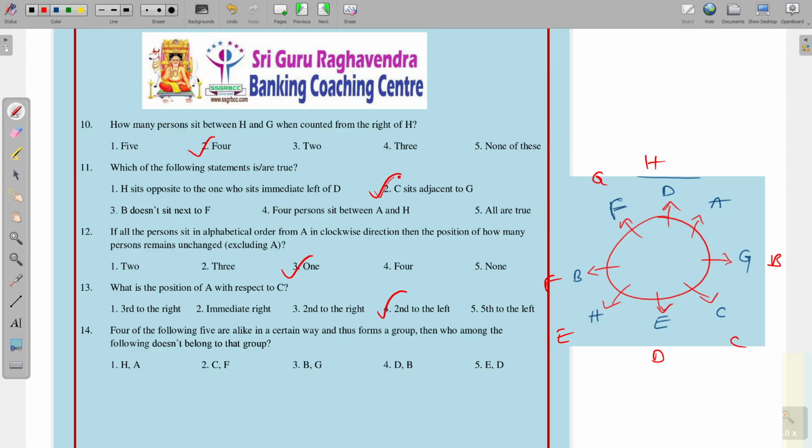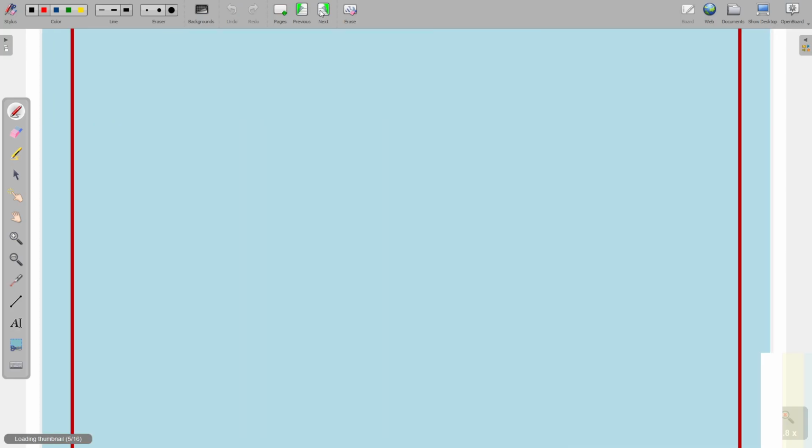Question number 14. Who among the following doesn't belong to the group? H and A both are opposite. C and F both are opposite. B and G both are opposite. D and B, so D and B are not opposite. This one is the odd one out. Next.